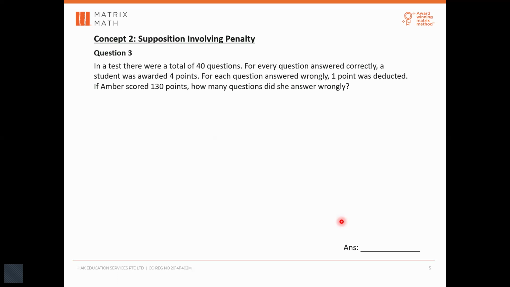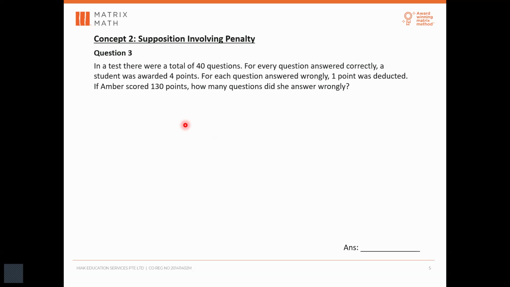Let me explain a bit what a penalty is. For question 3, in a test, there were a total of 40 questions. For every question answered correctly, a student was awarded 4 points. So if you get it correct, you get 4 points. For each question answered wrongly, 1 point was deducted. If Amber scored 130 points, how many questions did she answer wrongly?